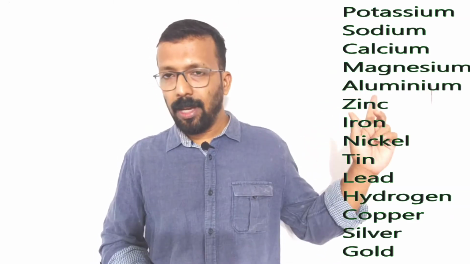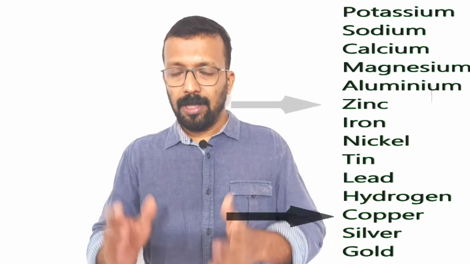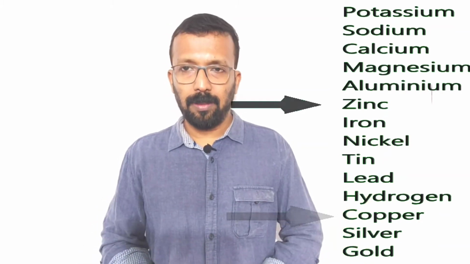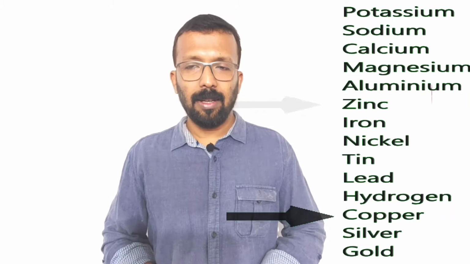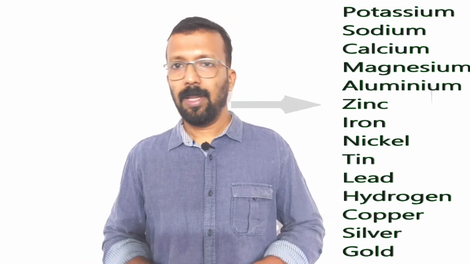Here, the flow of electrons is from zinc to copper. See the position of zinc and copper in the reactivity series. Zinc is more reactive than copper. In a galvanic cell, the more reactive metal undergoes oxidation and the less reactive one undergoes reduction. So here the more reactive metal zinc undergoes oxidation and the less reactive metal copper undergoes reduction.